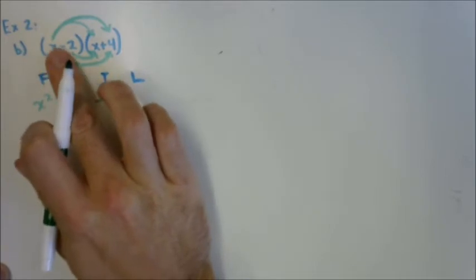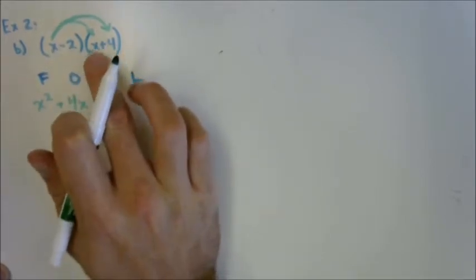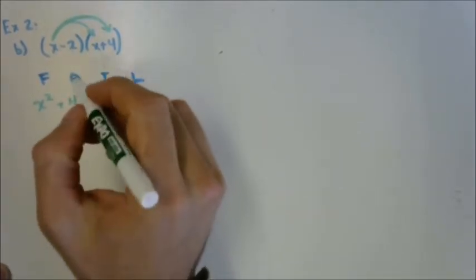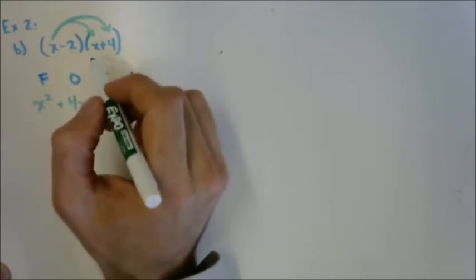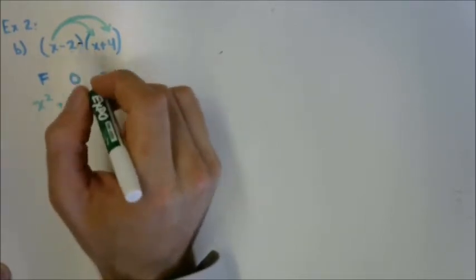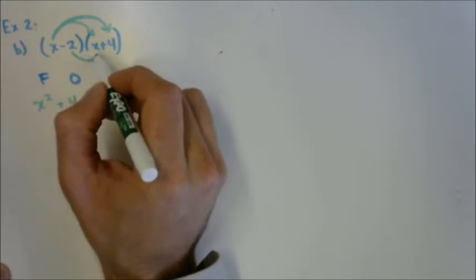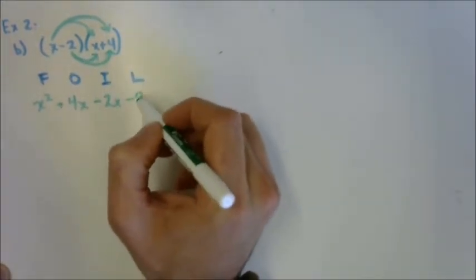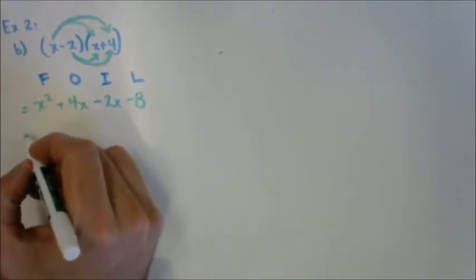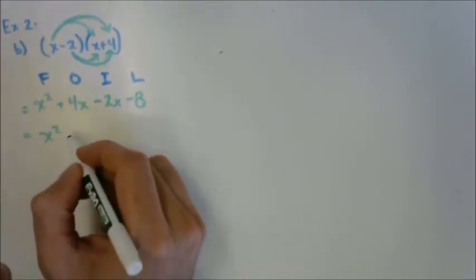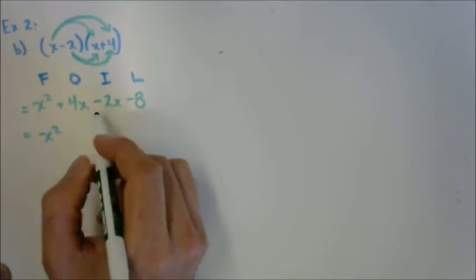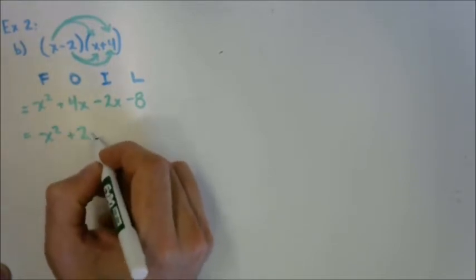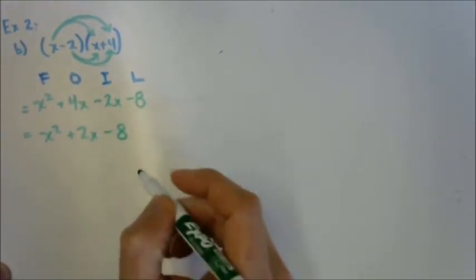Oh, I did it backwards. No, you did it right. It's minus 8. Outside times outside, I did here. This one and this one. Minus 8. Now we can group our like terms. There's only one x squared term. The x term has 4 minus 2. So that's x squared plus 2x minus 8.